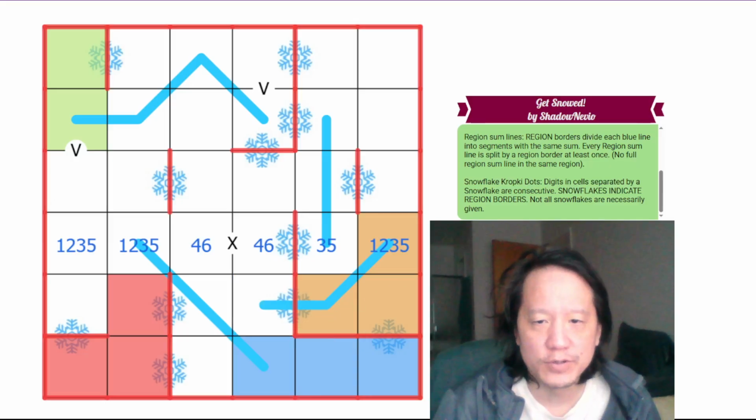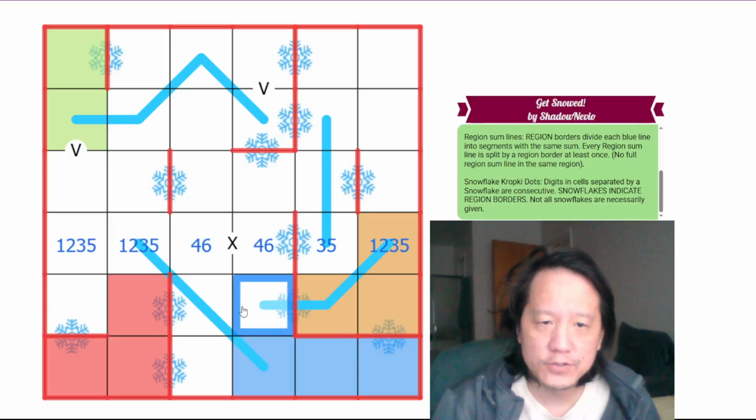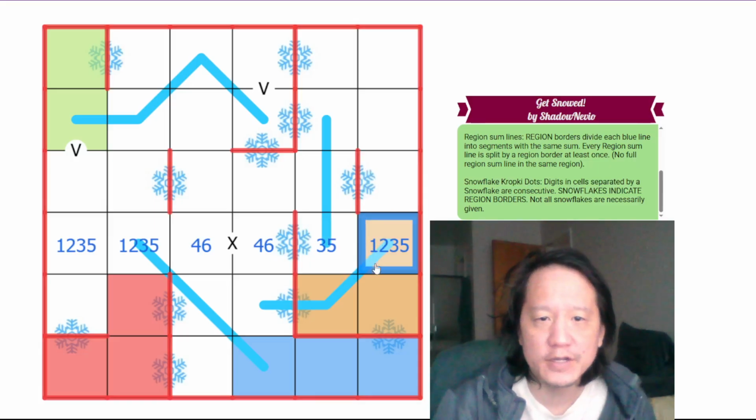This is a border then. This could be blue, we don't know. Orange has to go out one of these 2 ways.